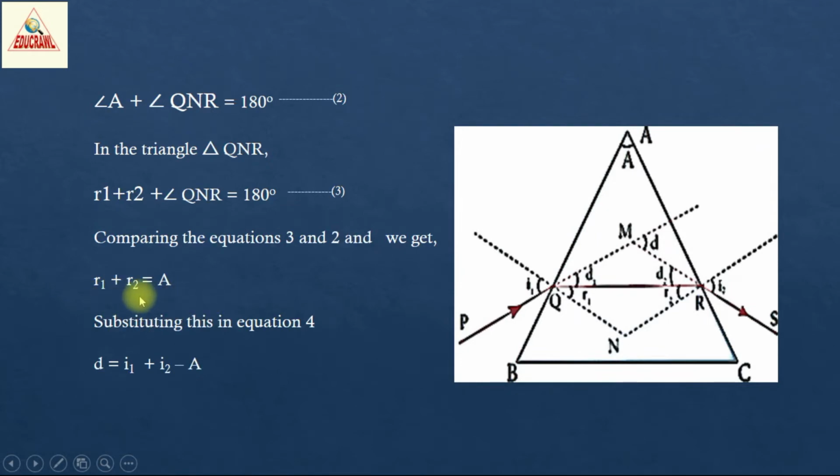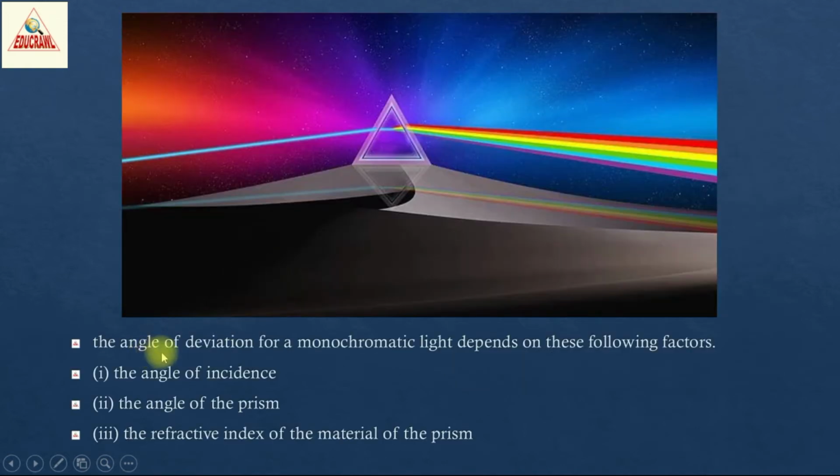So we are back in our slide. R1 plus R2 is equal to A. This we are going to substitute in equation 4. When you substitute, D is equal to I1 plus I2 minus A. So this is the expression for angle of deviation, D is equal to I1 plus I2 minus A, where A is the angle of prism. So the angle of deviation for the monochromatic light depends upon the angle of incidence, the angle of prism, and the refractive index of the material of the prism.